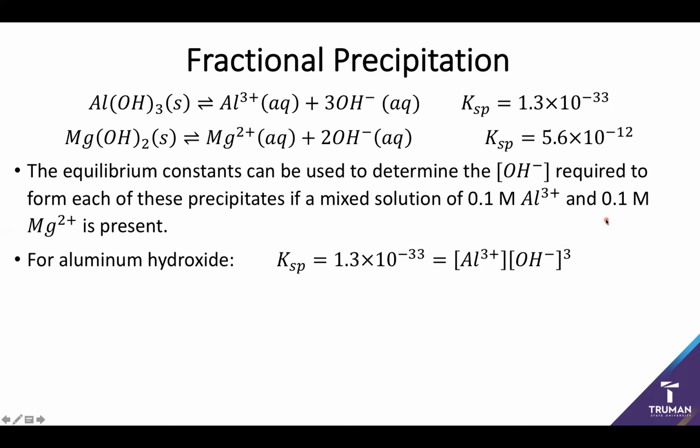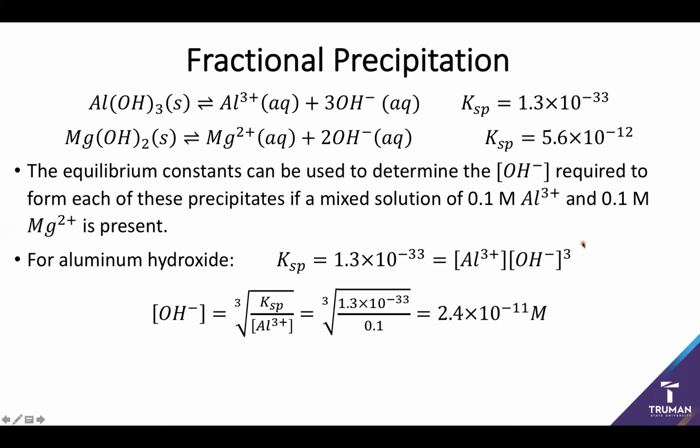So for the aluminum hydroxide, we can go ahead and set up the KSP equals the aluminum concentration times the hydroxide concentration cubed, essentially Q. Then we can go ahead and solve for the hydroxide concentration because we know what the aluminum concentration should be, and we know what the KSP is. And so the hydroxide concentration required would be about 2.4 times 10 to the negative 11th. Okay, that doesn't mean a lot, but it means that any hydroxide concentration above that level will form a precipitate.